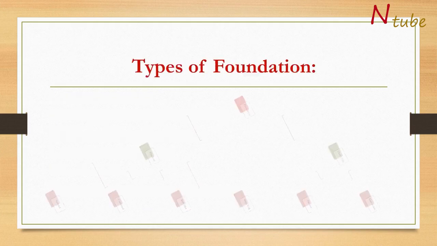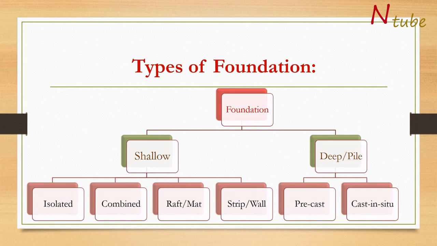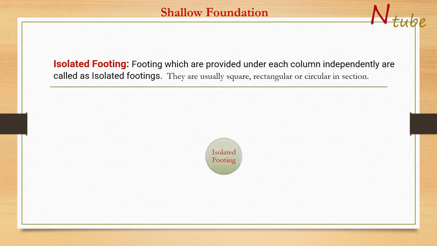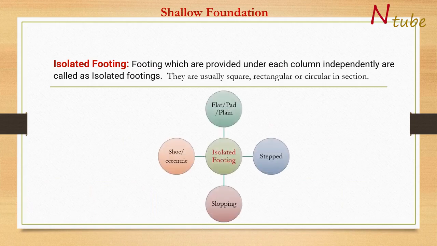Types of foundation. Shallow: isolated, combined, raft or mat, and strip or wall foundation. Deep or pile: precast and cast in situ. Isolated footing. Footings which are provided under each column independently are called isolated footings. They are usually square, rectangular or circular in section.